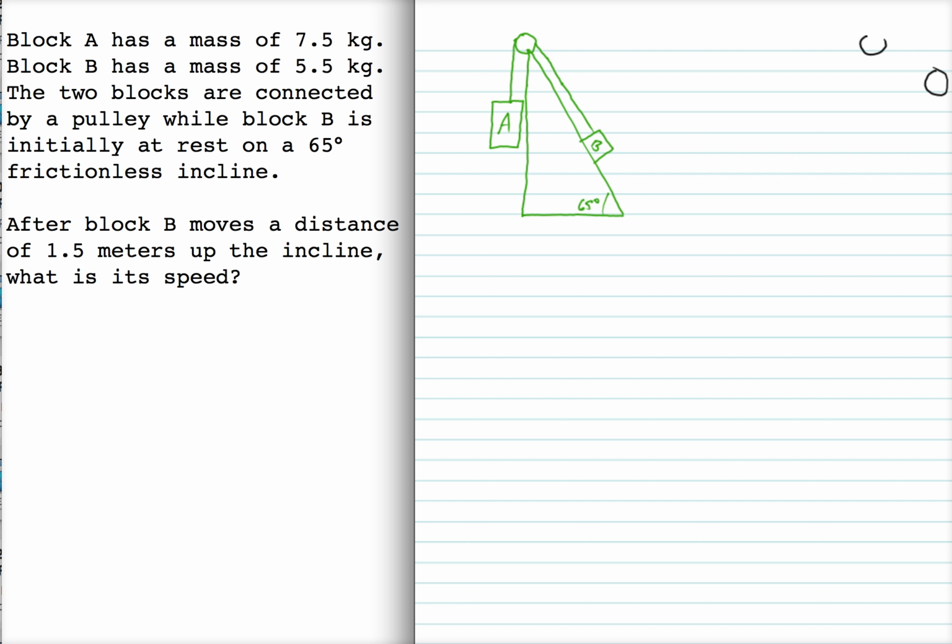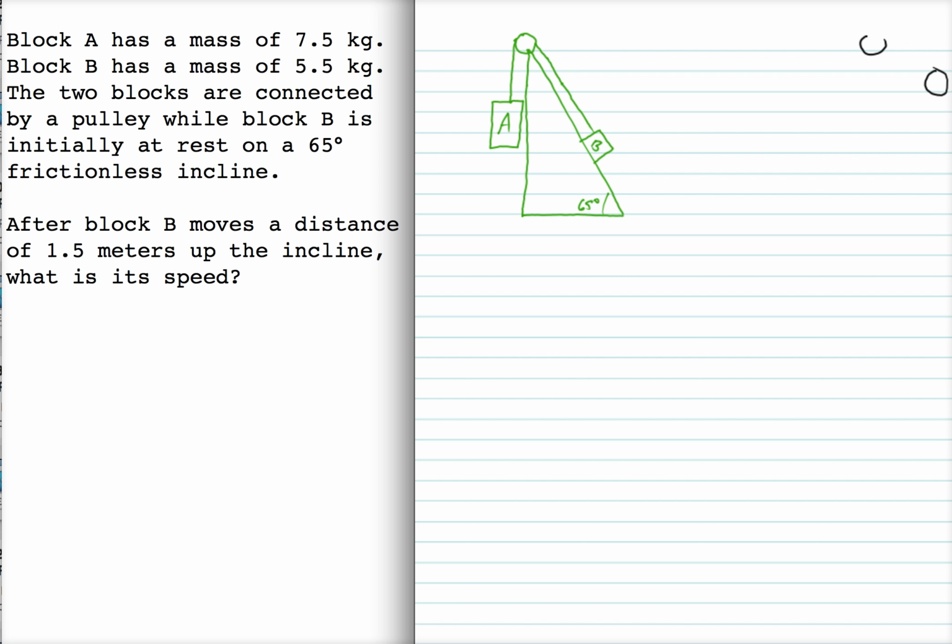Alright, so this is a problem with two masses connected by a massless frictionless pulley, and there's no friction in the problem, so we have to try to figure out what's going on. If you haven't already worked this problem yourself, then I recommend you do so before I get started.